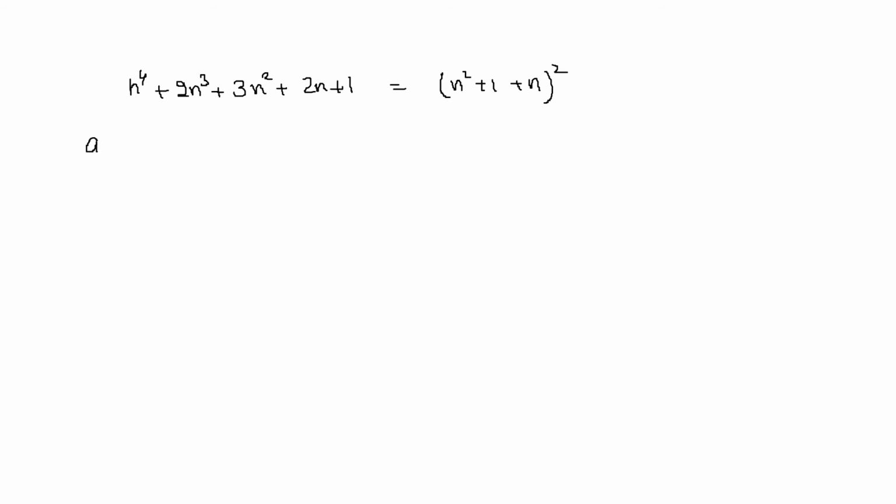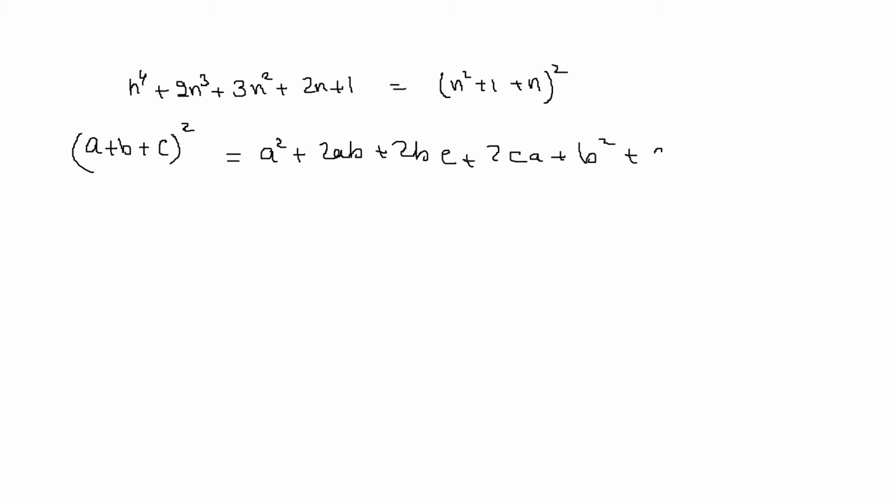So you know the formula which says that if you have the sum of three terms and you take the whole square, then this will be equal to a square plus b square plus c square plus 2ab plus 2bc plus 2ca. Okay, just put a equals n square, b equals 1, and c equals n. Then you will get what?